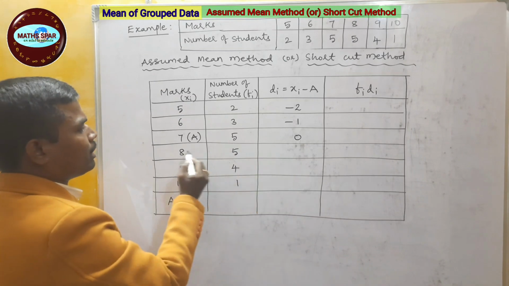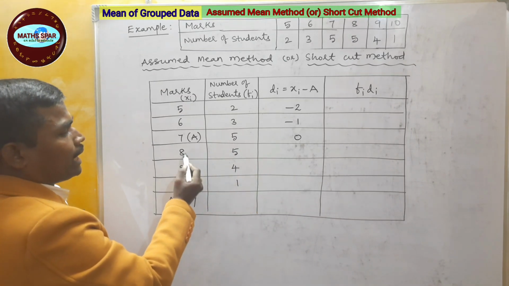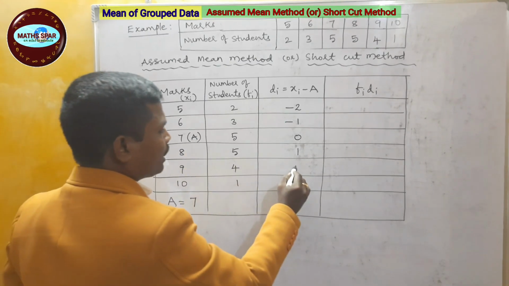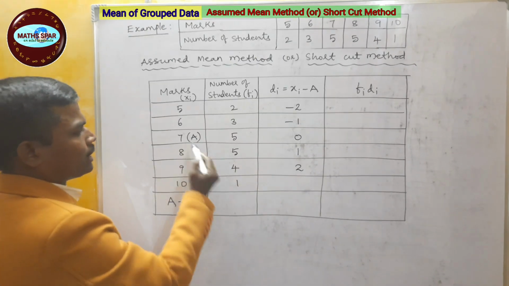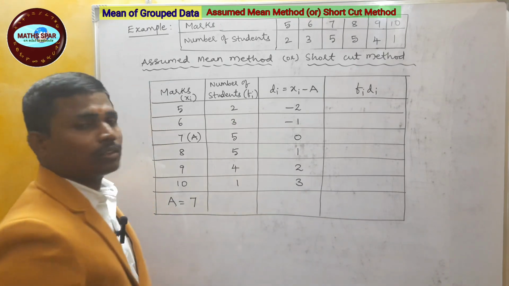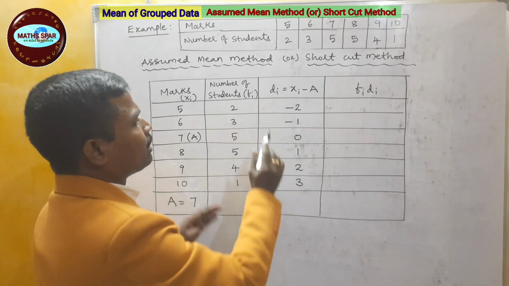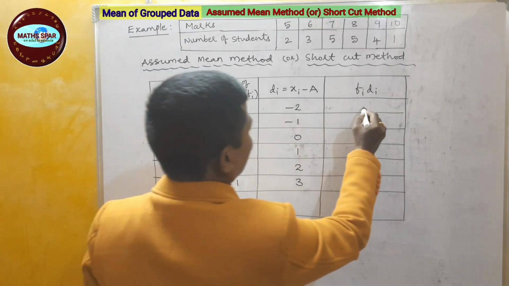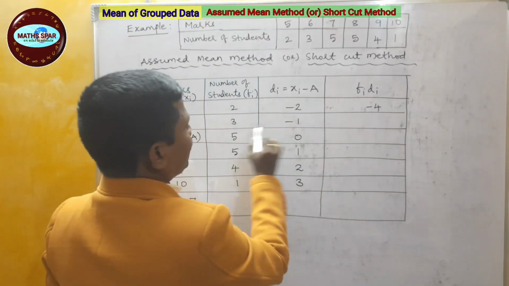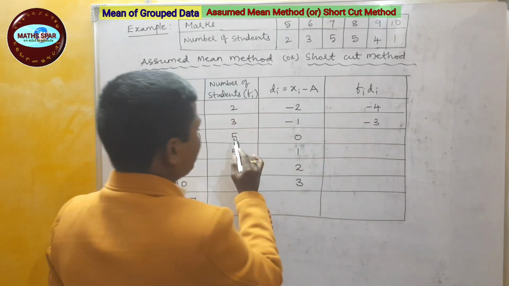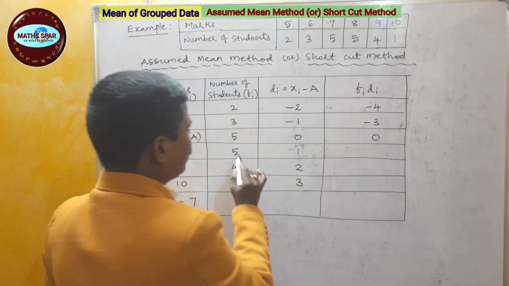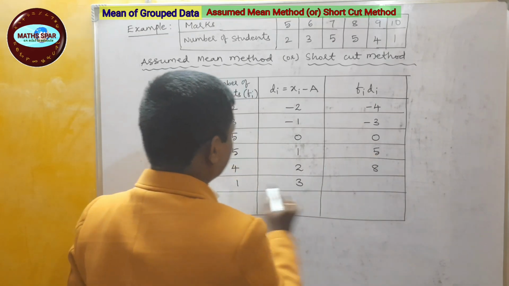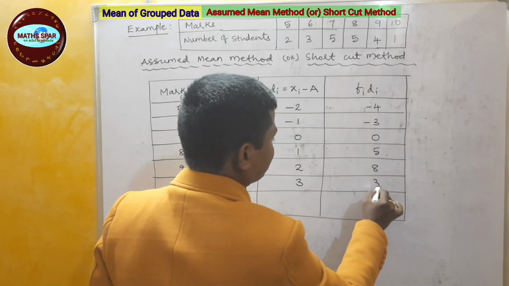Then in this column, 8 minus 7, that is 1. 9 minus 7 is 2. Then 10 minus 7 is 3. So this is how we find the deviation. Then product of fi and di: 2 into minus 2 is minus 4, 3 into minus 1 is minus 3, 5 into 0 is 0, 5 into 1 is 5, 4 into 2 is 8, 1 into 3 is 3.